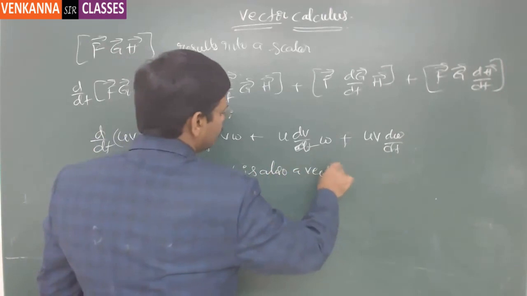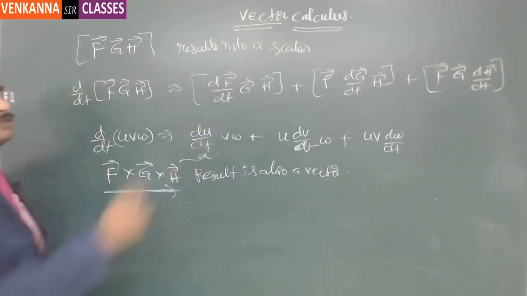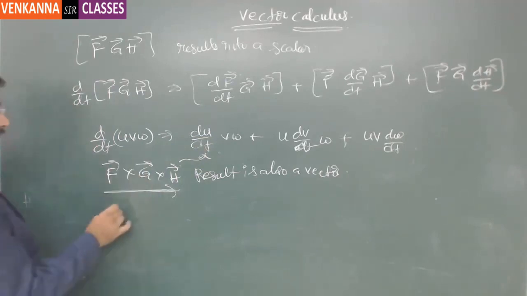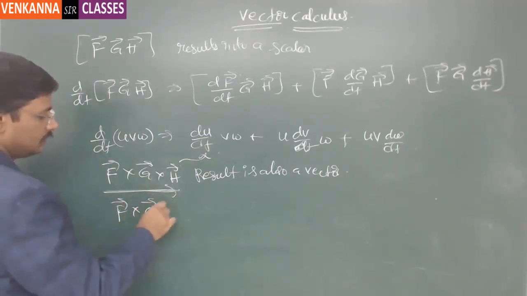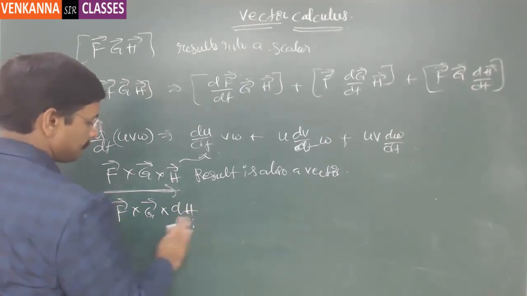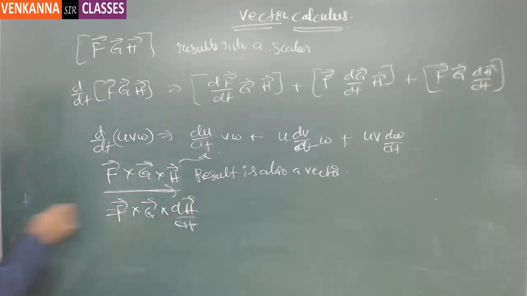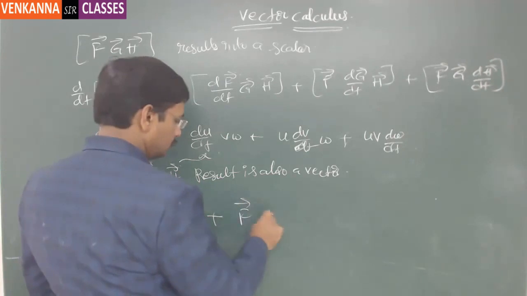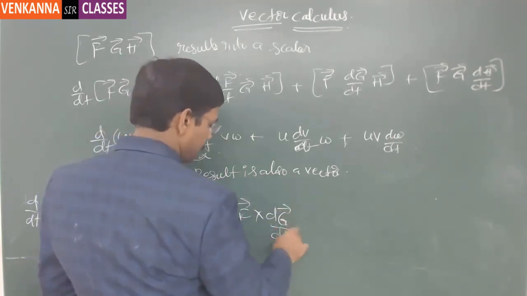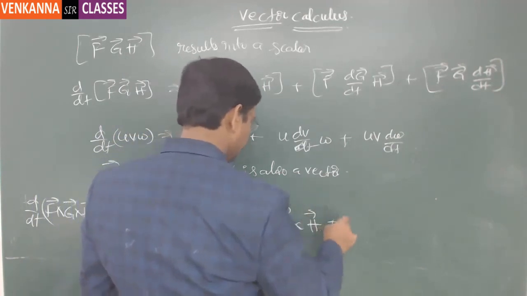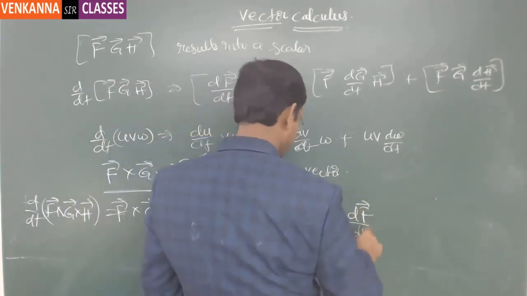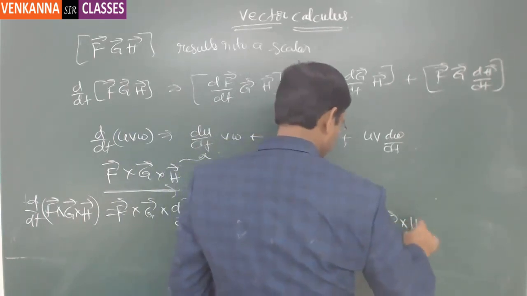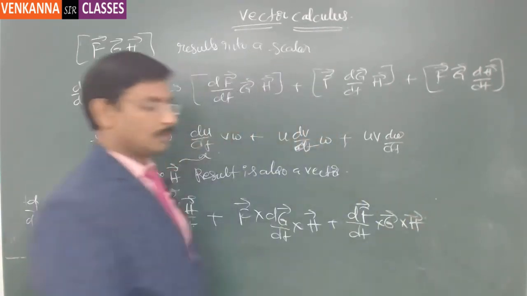Now here also, this result follows exactly the same principle as the UVW. Any order you can take it, that is f cross g cross dh by dt. So this is d by dt of f cross g cross h, which is plus f cross dg by dt cross h plus df by dt cross g cross h. So this is how you will be doing the vector triple product derivative.